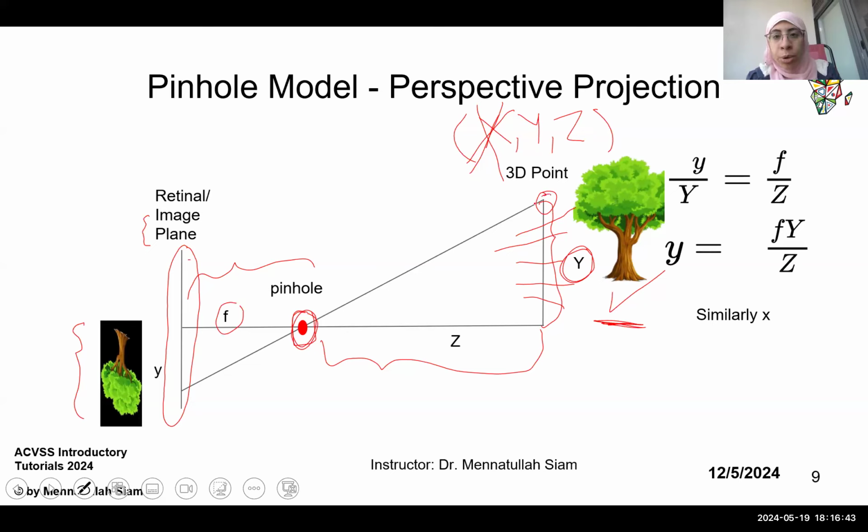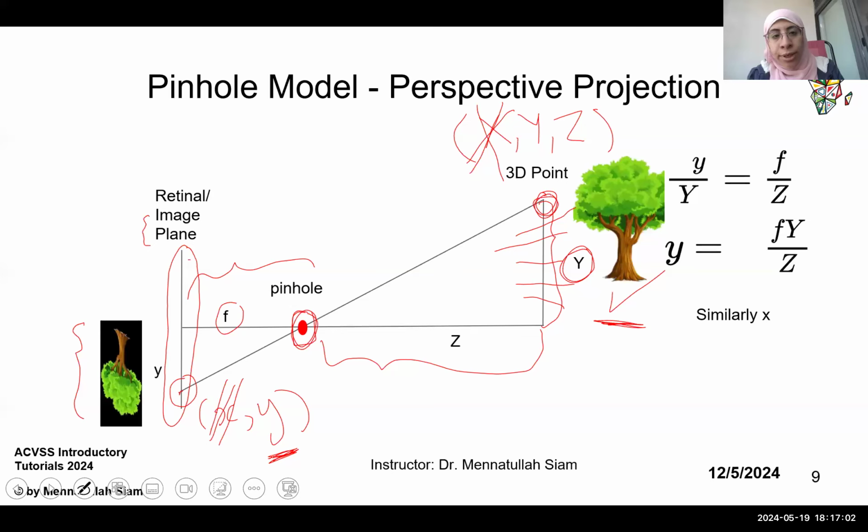You will see this point gets mapped, projected into a 2D point here. This 2D point has X and Y. So this is a 2D point on the image plane. Now forget the X. We're just going to focus on the Y because now it's just a profile.